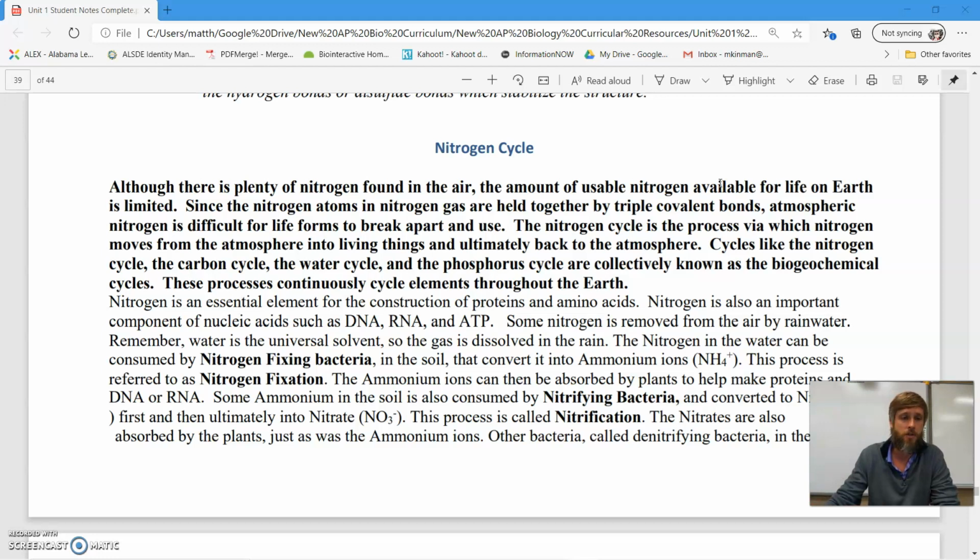Cycles like the nitrogen cycle, the carbon cycle, the water cycle, and the phosphorus cycle are collectively known as the biogeochemical cycles. So that word, biogeochemical, connects biology to geology and to chemistry. So we are all connected. All branches of science are connected. These processes continually cycle elements throughout the Earth.